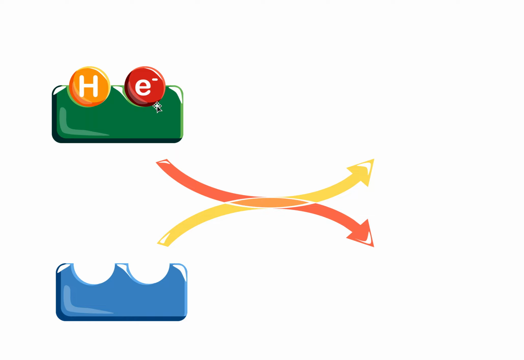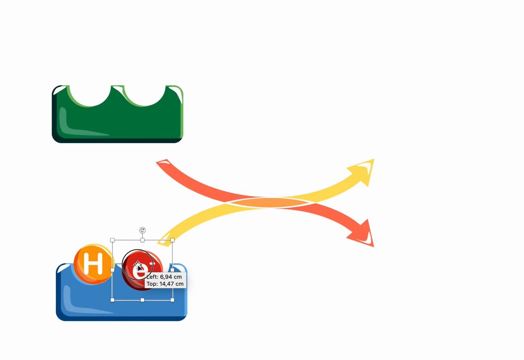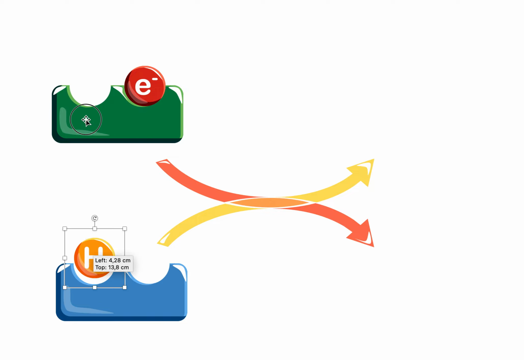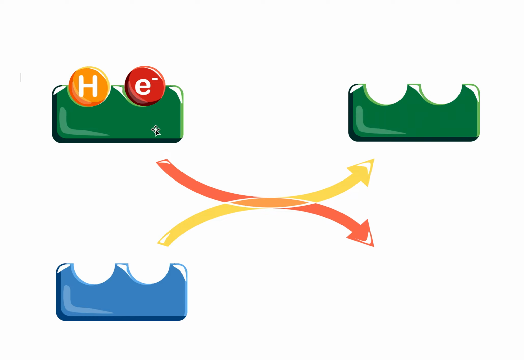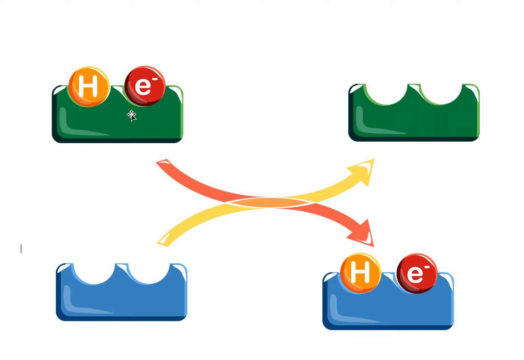Now, oxidation is when a molecule loses a hydrogen or an electron. So let's say this molecule here transfers its hydrogen and its electron to this molecule here. What exactly happened now? This molecule lost these two and became this, and this molecule gained those and became this. So when a molecule loses a hydrogen or an electron, we call it oxidation. When a molecule gains hydrogen or electron, we call it reduction.